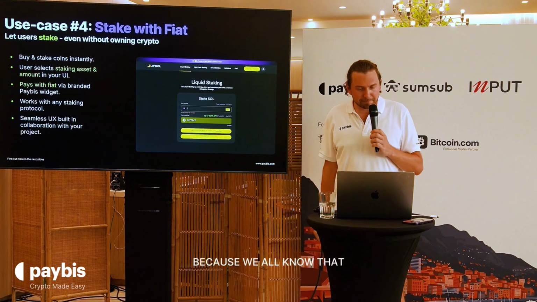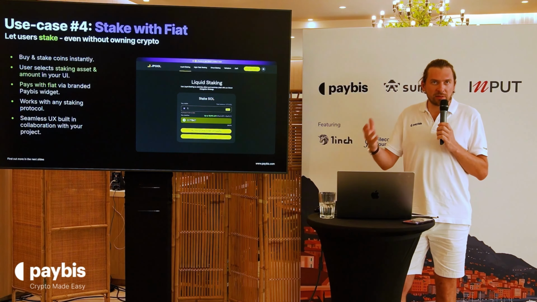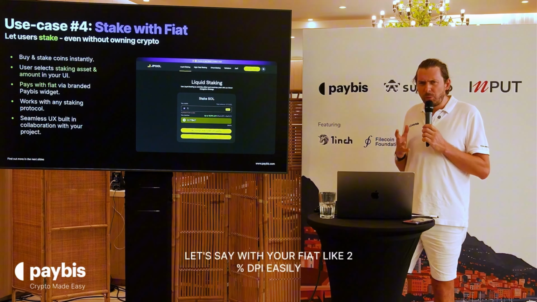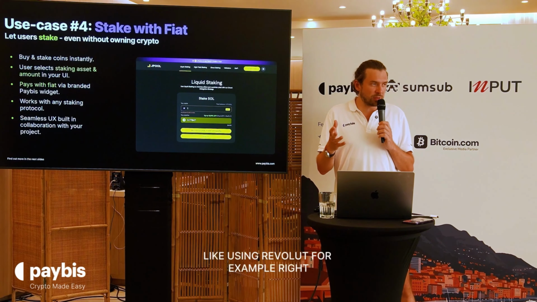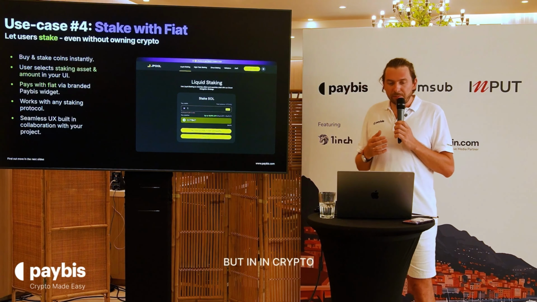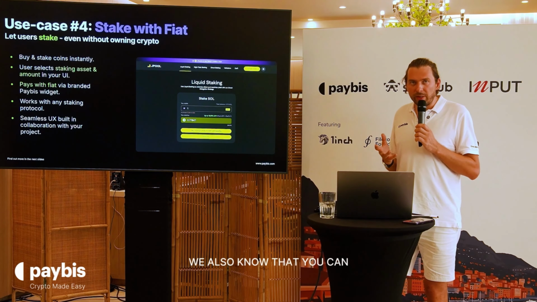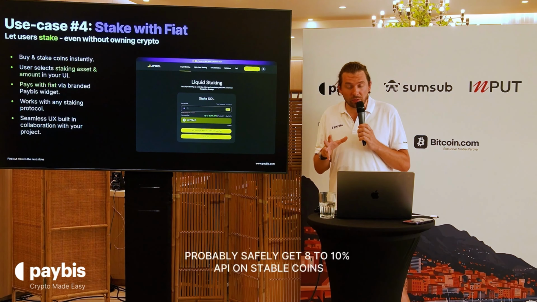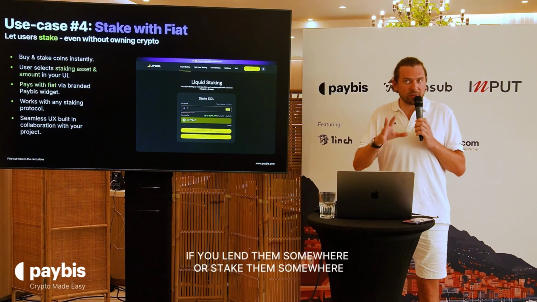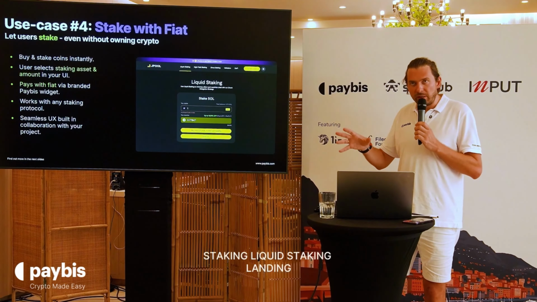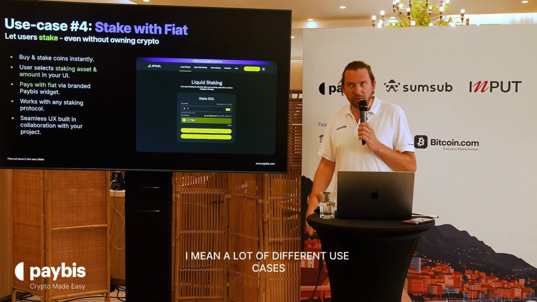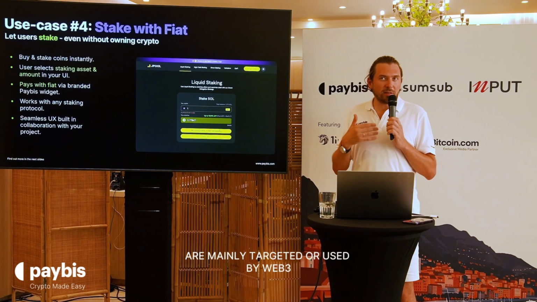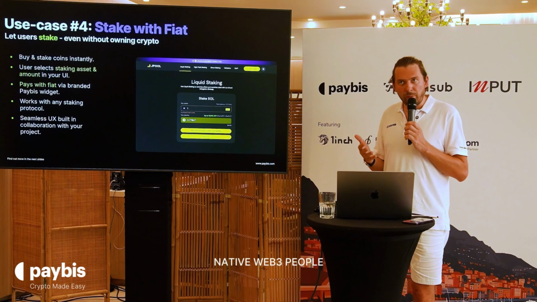because we all know that in the standard Web2 world, you can get, let's say, with your fiat, like 2% APY easily, like using Revolut, for example, right? But in crypto, we also know that you can probably safely get 8 to 10% APY on stablecoins if you lend them somewhere or stake them somewhere. Staking, liquid staking, lending, I mean, a lot of different use cases. But the idea is that currently these services are mainly targeted at or used by native Web3 people.